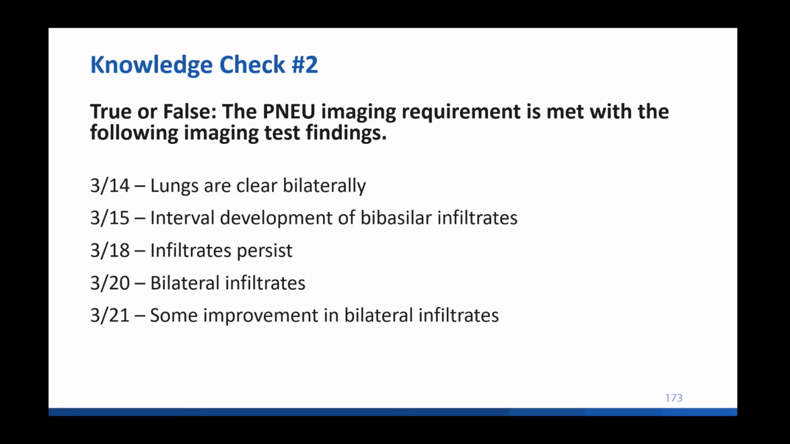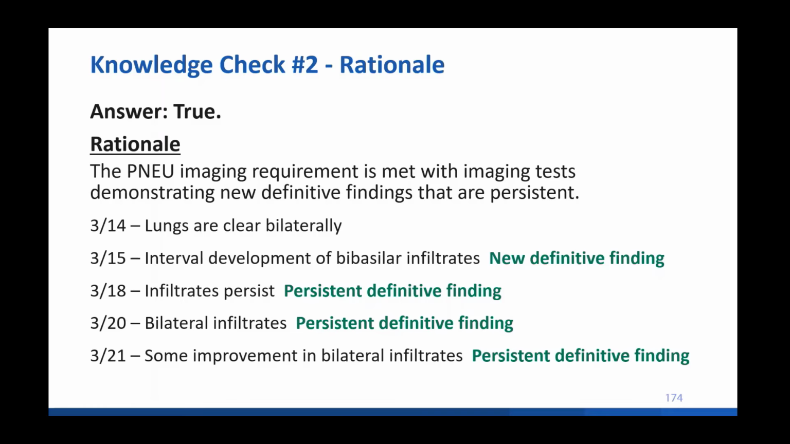Jennifer, we're seeing all true in the chat. Excellent. The answer is true. In this scenario on 3/15, there's development of new findings definitive for pneumonia, and these definitive findings persist in the subsequent imaging tests on 3/18, 3/20, and 3/21. And although the 3/21 imaging does demonstrate some improvement, since the finding of infiltrates is still present, persistence is met.